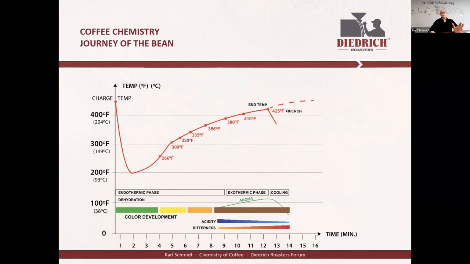Important is that once you reach this point, this is where the aroma development is. This is the development phase in the exotherm phase. But at the same time, the longer the roast goes, the lower the acidity, but the higher the bitterness. That's important to understand for roasters in particular, for people that get into the roasting business, that is very, very important to development.